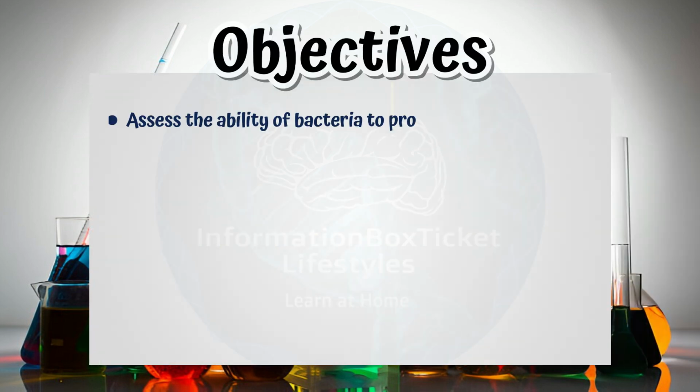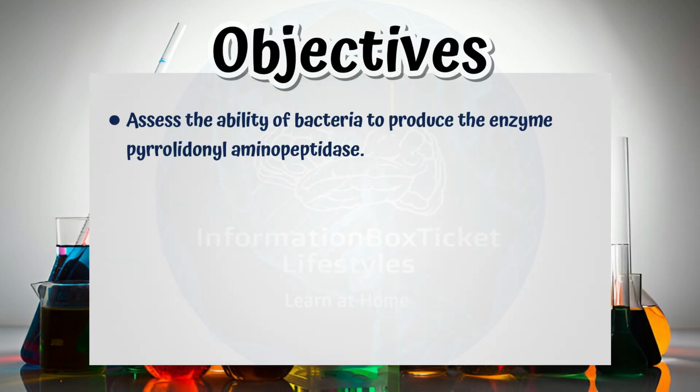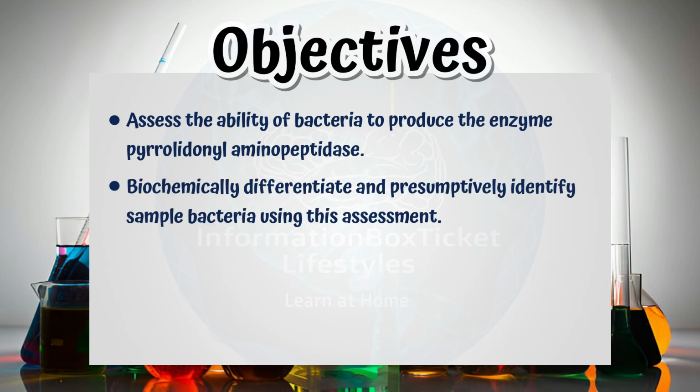Objectives. Assess the ability of bacteria to produce the enzyme pyrrolidinyl aminopeptidase. Biochemically differentiate and presumptively identify sample bacteria using this assessment.